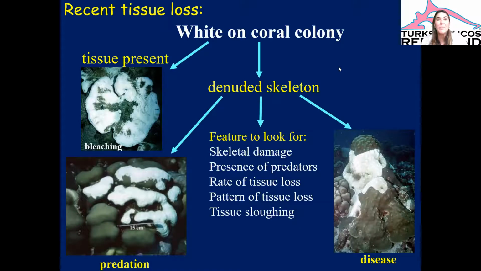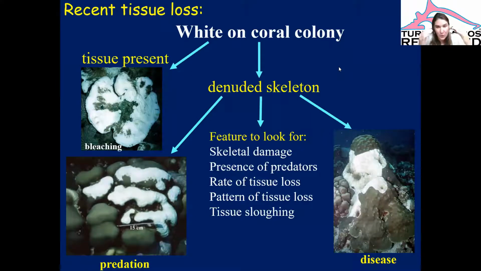Something, be it temperatures or other environmental stressors, has stressed this coral colony enough that it has parted ways with its zooxanthellae, potentially temporarily, and that's what causes bleaching. If, when you look at it, you see it is completely denuded, there is no tissue present, well, now we have two options. Now we have to figure out, is it predation or is it disease?